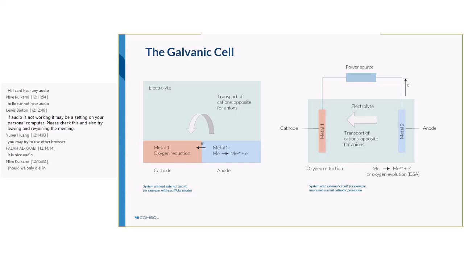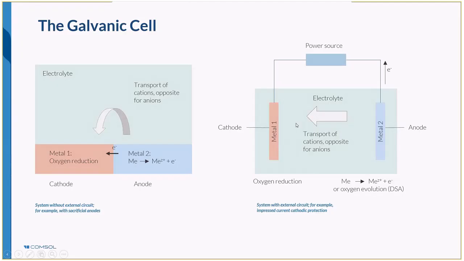It's also possible to examine systems where external currents are being applied, and this can be used to protect our cathode. For instance, in an impressed current cathodic protection system, we'll again have our oxygen reduction on our cathode, and we may also have oxygen evolution or metal dissolution on our anode. And these electrochemical reactions will be forming the basis of our simulation of the corrosion process.